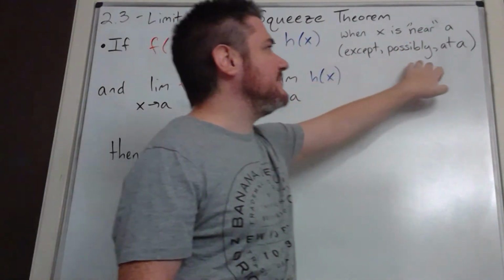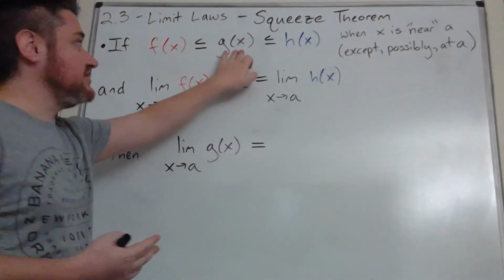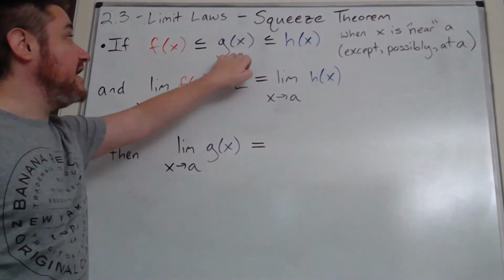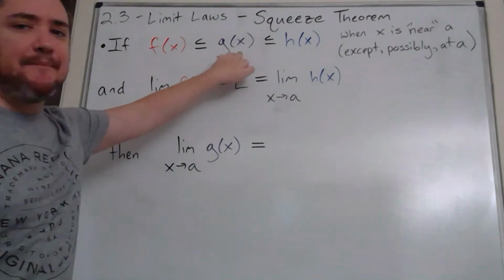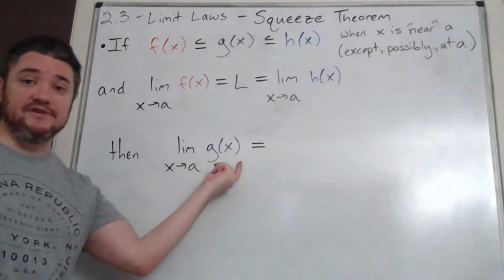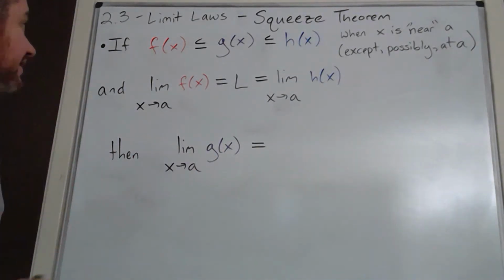Here, except possibly at a. What does that mean? It means at a, let's say this function is not defined when x equals a. That's a common possibility for this type of thing. So g of a might not exist. However, the limit as x approaches a of this g function could still exist, right? We've seen plenty of examples of that. So that's the idea right there, all right?